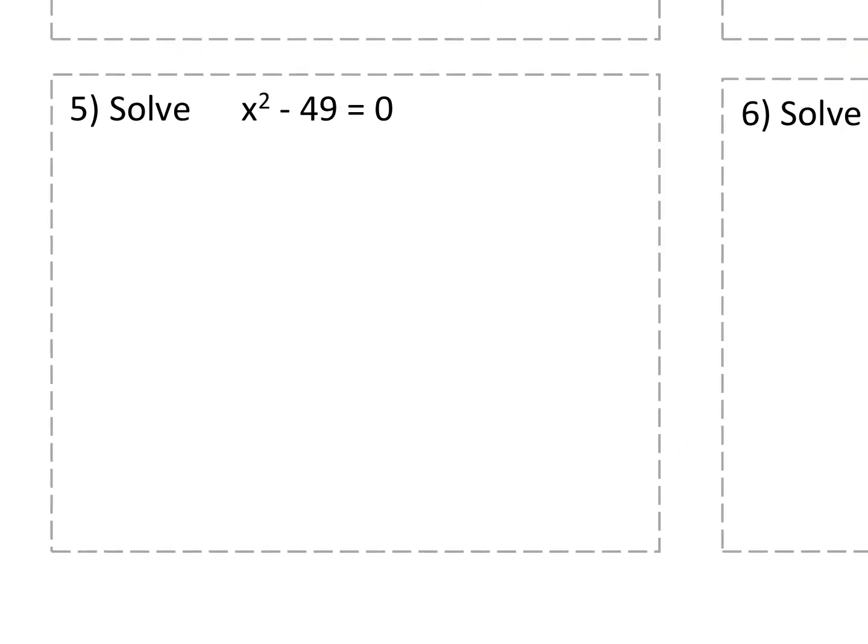Okay, number 5. We can use TEAM for that one to factorize. It's not a single bracket. There's no common factor. But you might notice it to be the difference of two squares. x times x is x squared, and 7 times 7 is 49. Put a plus or a minus in there to give 7 times minus 7 is minus 49.